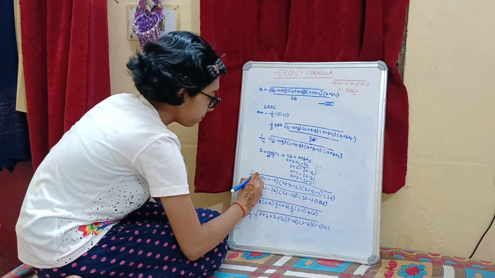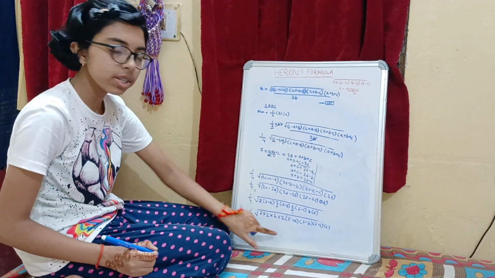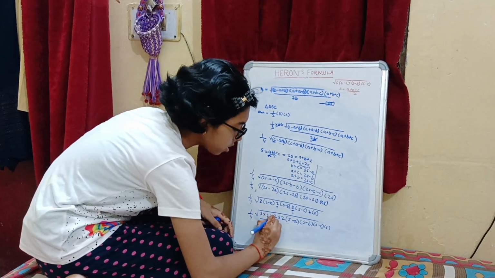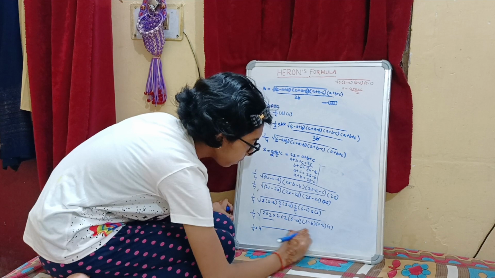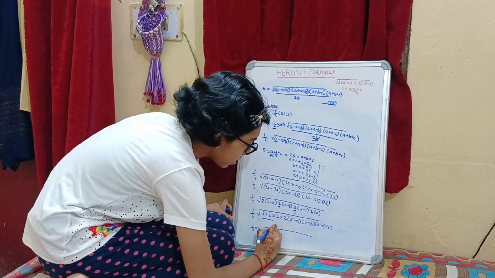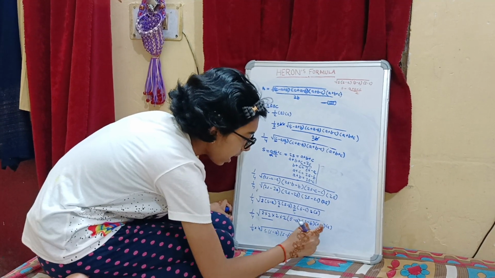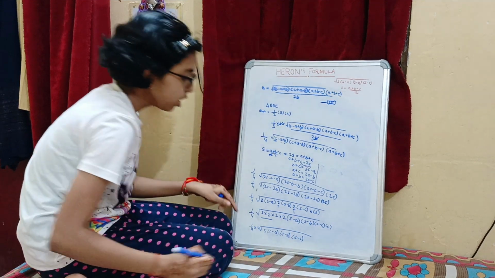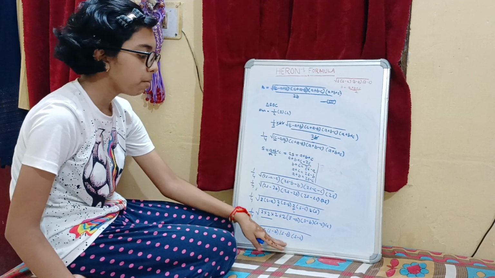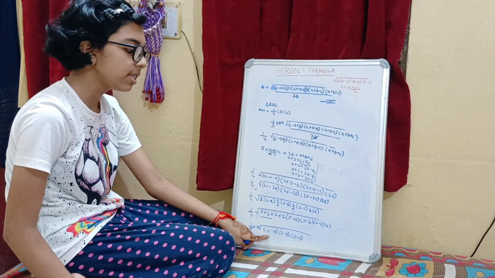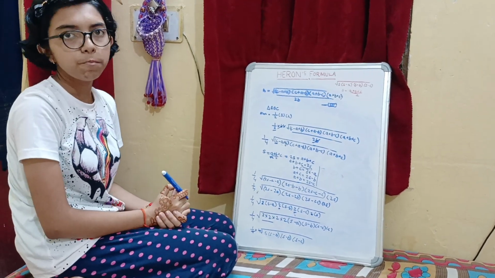Now here are four 2's under root, so we will take two 2's outside, it will become 4. So 1 by 4 into 4, and inside it is (s minus a)(s minus b)(s minus c) and s. So the 4 and 1 by 4 will be cancelled. So our final formula becomes under root s (s minus a)(s minus b)(s minus c). Hence Heron's formula is proved. Thank you.